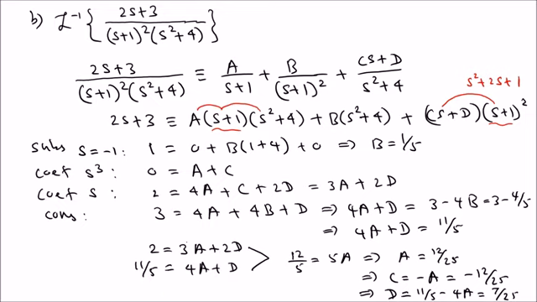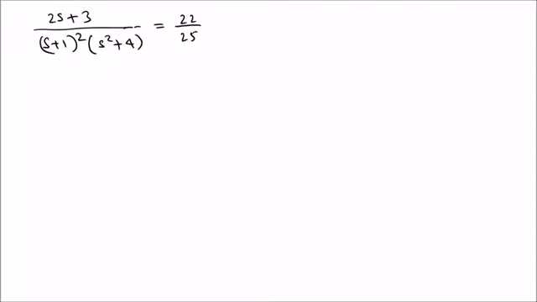Okay, that's the only part taking time. Otherwise, the method is easy. So after we know all four, we can write this expression. So we had, I'm going to rewrite this one, (2s plus 3) over (s plus 1) squared times (s squared plus 4) equal, we had a equal 12 over 25.